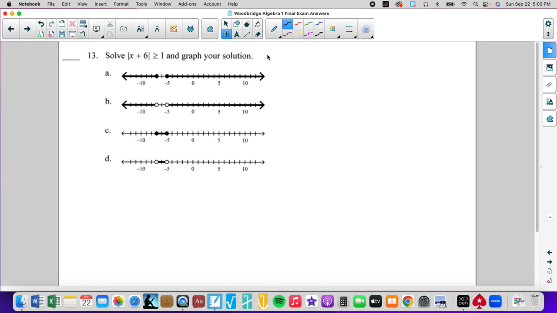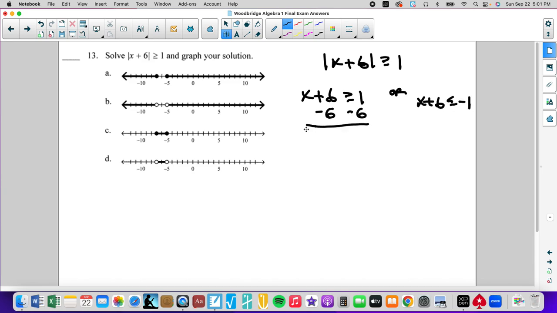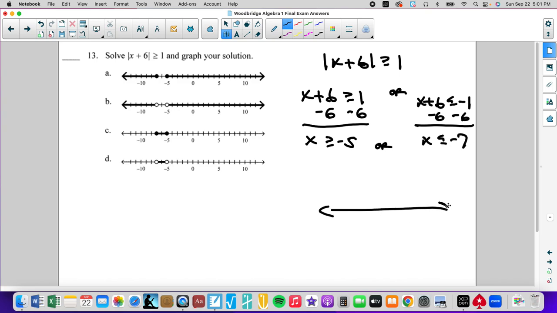Solved. So here this is greater than, so we still have an or statement. So I'm going to write x plus 6 is greater than or equal to 1, or x plus 6 is less than or equal to negative 1. And now we solve each of those inequalities. X is greater than or equal to negative 5, or, minus 6, x is less than or equal to negative 7. If we graph those, negative 7, negative 5, 0.